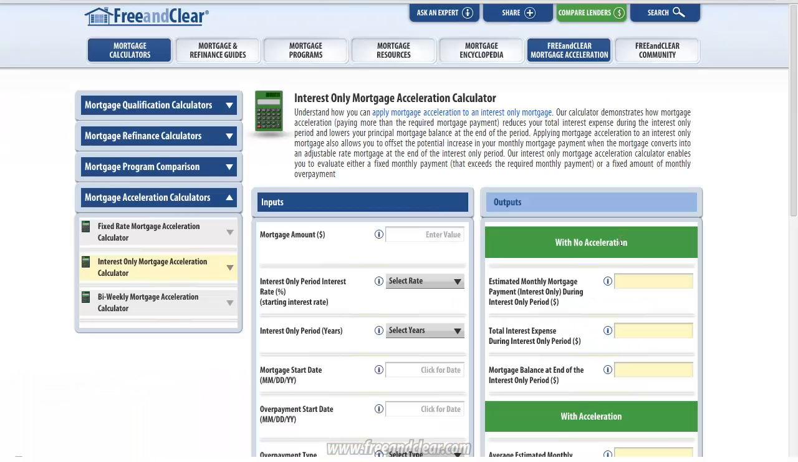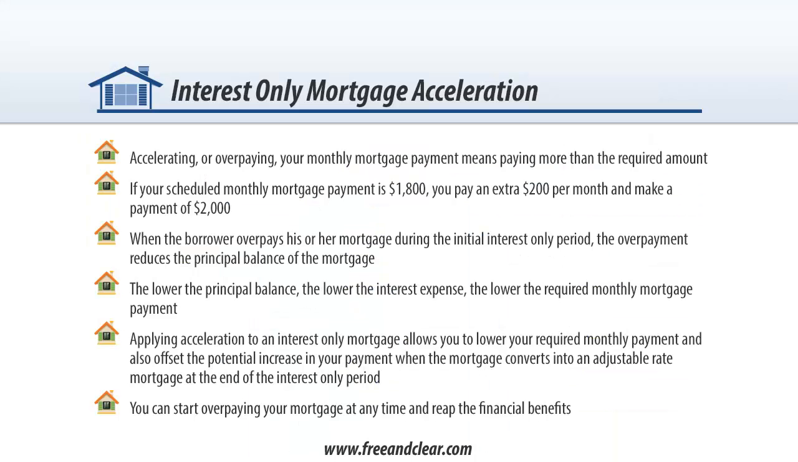I'm going to briefly review mortgage acceleration for an interest-only mortgage before I walk through the calculator step by step. Simply put, accelerating or overpaying your monthly mortgage payment means paying more than the required amount. For example, if your scheduled monthly mortgage payment is $1,800, you pay an extra $200 per month and make a monthly payment of $2,000.